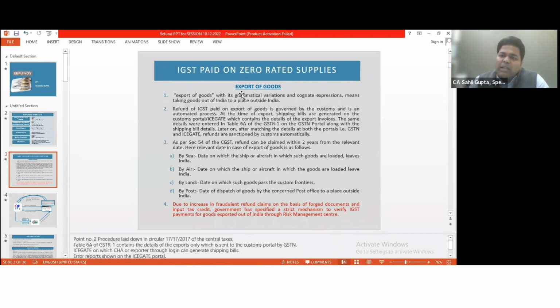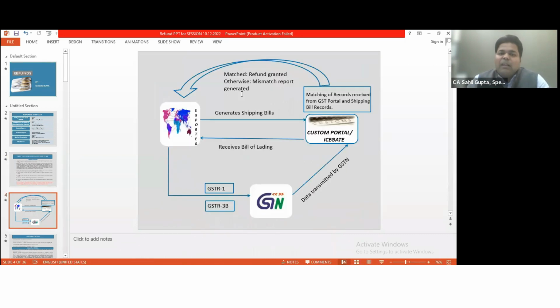There is a process which we have to follow. Firstly, we have to export the goods. In that case, a shipping bill is generated. On the basis of that shipping bill, let us discuss the second slide first. Here, the exporter exports the goods and generates the shipping bill on the customs IceGate portal through a CHA or directly. Then he receives the bill of lading, exports the EGM details, and on the basis of those details, he files GSTR-1 and GSTR-3B on the GSTN portal.